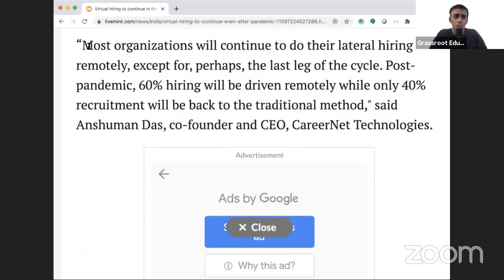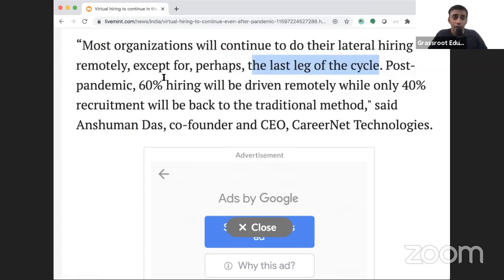Let's move. Most organizations will continue to do their lateral hiring remotely. What do you mean by lateral hiring? Lateral hiring means bringing someone from outside directly into mid-level positions. So it's not an entry-level job; it's a middle-level job. Say a company is recruiting for a vice president role. They might not go to a college and recruit a student there. They might probably want someone who is more experienced, right? Most organizations will continue to do this, except for perhaps. Perhaps means maybe, probably. The last leg of the cycle. Last leg of the cycle means final round.